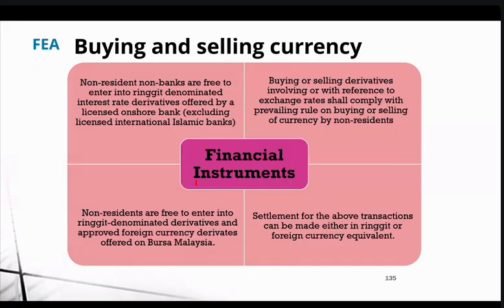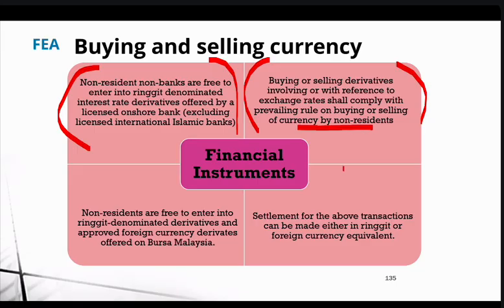This one is for derivatives, not something they really emphasize here, so you can just read it quickly. They can use ringgit denominated interest rate derivatives. Buying and selling derivatives follows exchange rate. That is the same, it complies with the prevailing rule of buying and selling currency. Settlement can be done either way, ringgit or foreign currency, and non-residents can enter into ringgit denominated derivatives, and approved foreign currency derivatives are offered in Bursa.